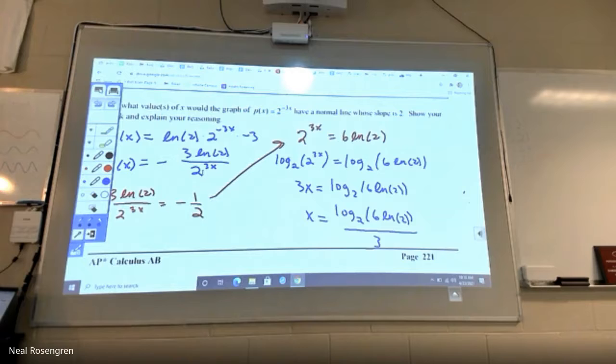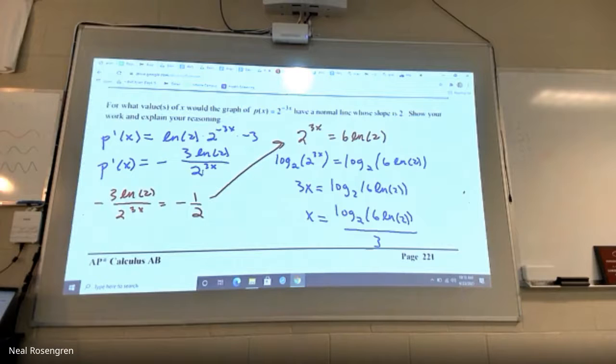Okay, to find log base 2, it's math. And then down to log base. Log base 2 of 6 ln of 2. Close it, get out. Divided by 3. That's not the same. No, I don't know why I got the thing.